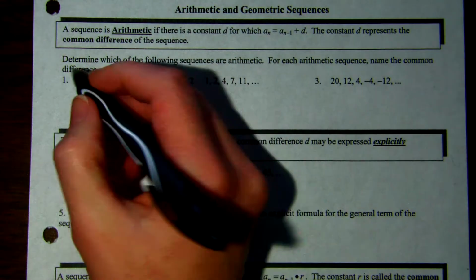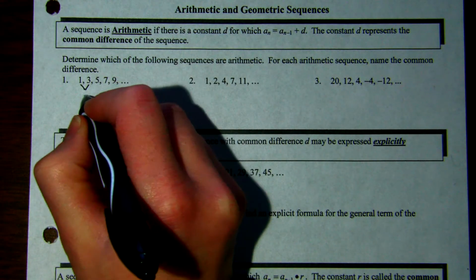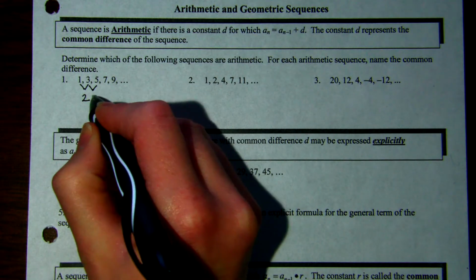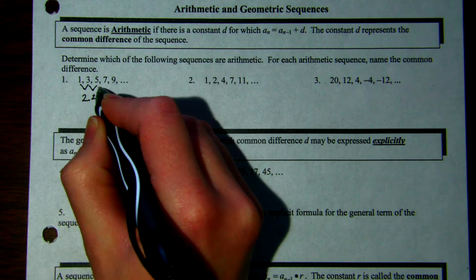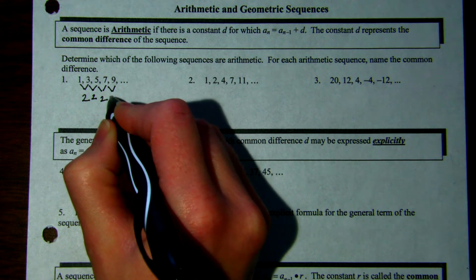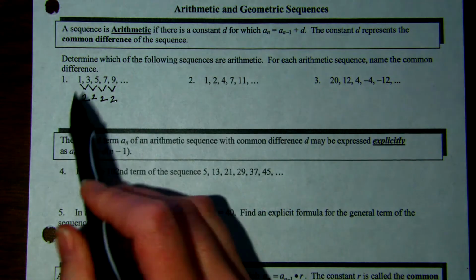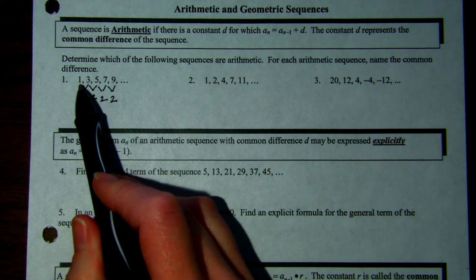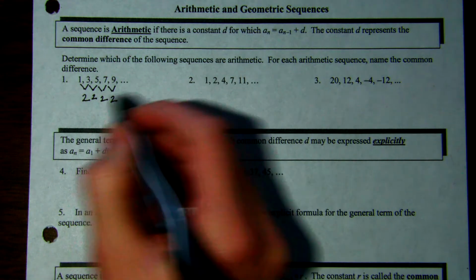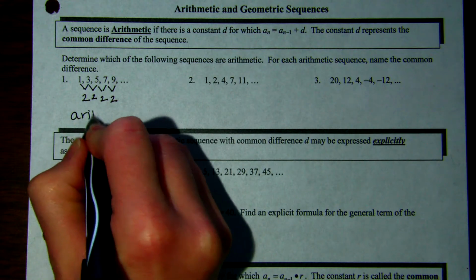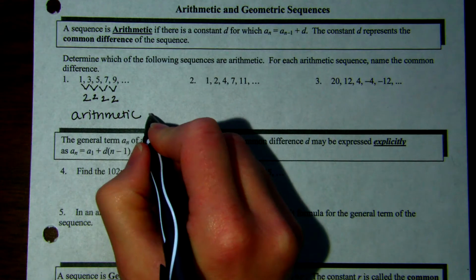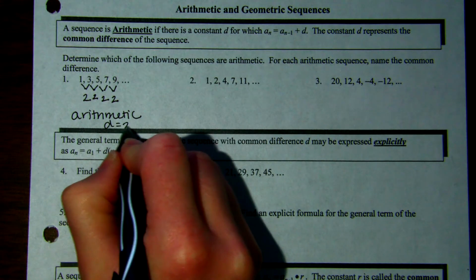So if we look at this one, the difference here between 1 and 3 is 2. And the difference between 3 and 5 is 2. And the difference between 5 and 7 is 2. And the difference between 7 and 9 is 2. And so that is a common difference. The difference between each of these terms is 2. And so this is arithmetic. And our common difference, or d, is 2.